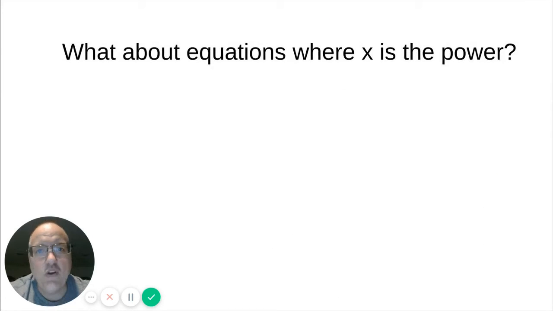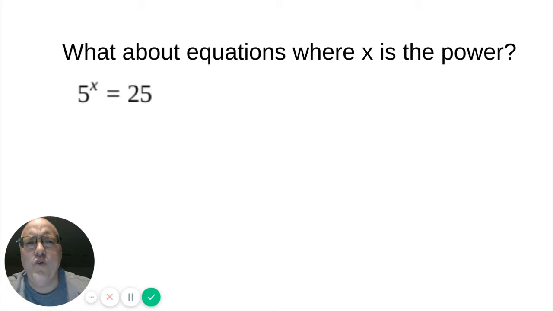Now, my next question for you is, what do you do for an equation where the variable, which doesn't have to be x, it can be any letter you want it to be, is in the power instead of not in the power? As an example, what if it looks like this? Now, I know that you could probably even solve that in your head, but the purpose of this lesson is to get you used to doing a problem like this when you can't completely solve it in your head.